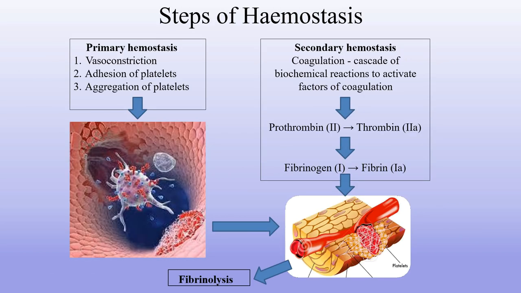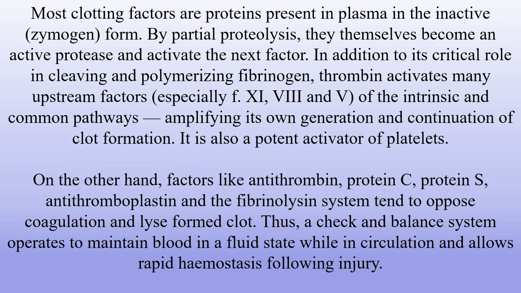Steps of hemostasis. Primary hemostasis: vasoconstriction, adhesion of platelets, aggregation of platelets. And secondary hemostasis, coagulation: a cascade of biochemical reactions to activate factors of coagulation, thrombin from prothrombin, fibrin from fibrinogen. This finally results in fibrinolysis. Most clotting factors are proteins present in plasma in the inactive zymogen form. By partial proteolysis, they themselves become an active protease and activate the next factor.